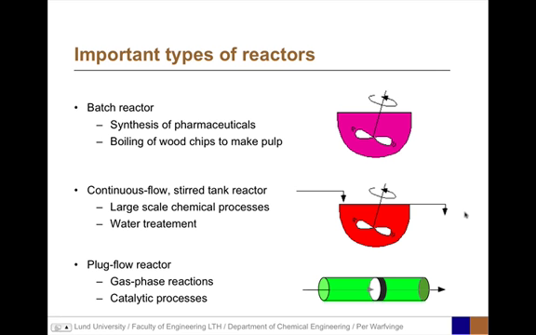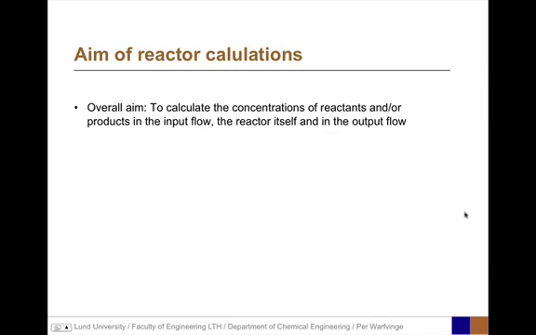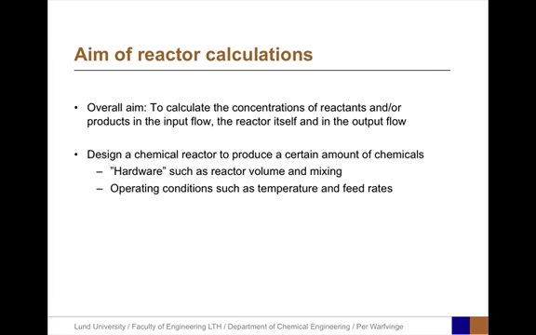The aim of the reactor calculations is to calculate the concentrations of reactants and or products in the input flow, the reactor itself, and in the output flow. To be more specific, reactor calculations are used in conjunction with design of chemical reactors to produce a certain amount of chemicals. They can be used to design the hardware in terms of reactor volume and to optimize the mixing conditions. They could also be used to find the right operating conditions, such as the temperature and feed rates.